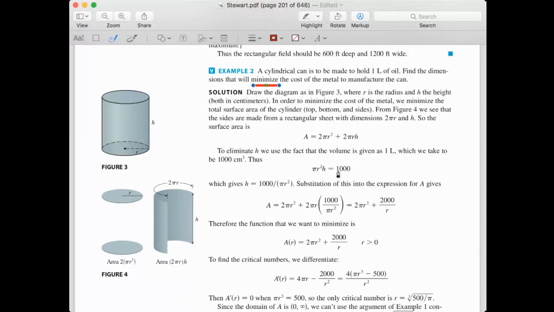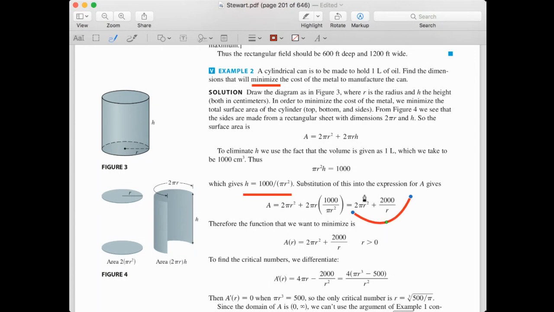So the volume equals 1 liter, which is 1,000 cubic centimeters. And the volume is pi r squared h. So pi r squared h equals 1,000. Now let's solve for h. So h equals 1,000 divided by pi r squared. Then let's substitute this h into the area formula. So I have 2 pi r squared plus 2 pi r times h. Now we are able to make a function in terms of r.